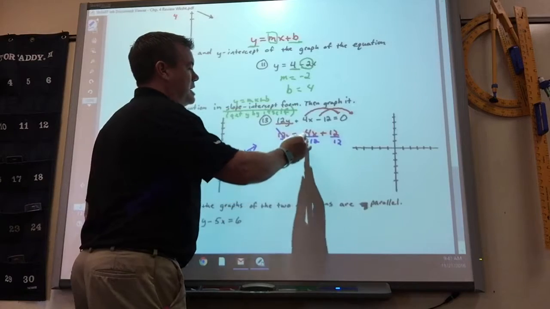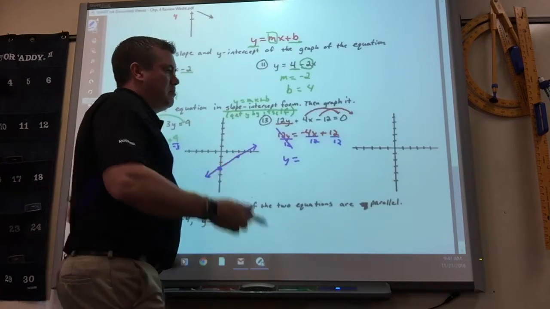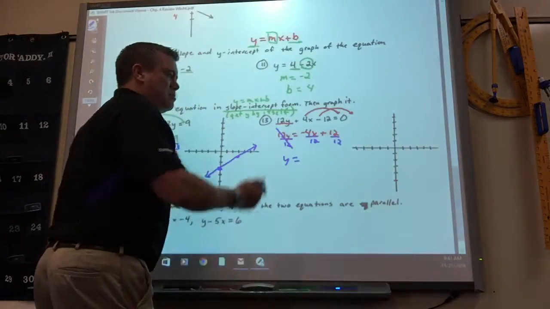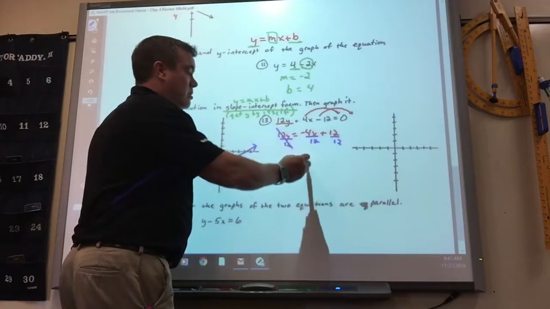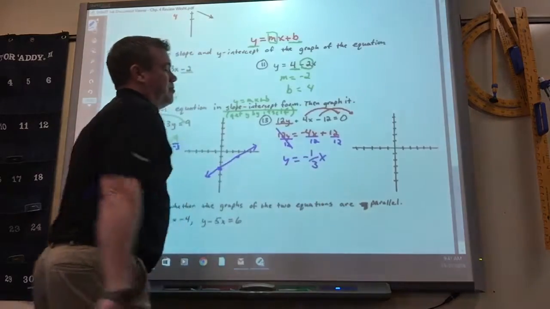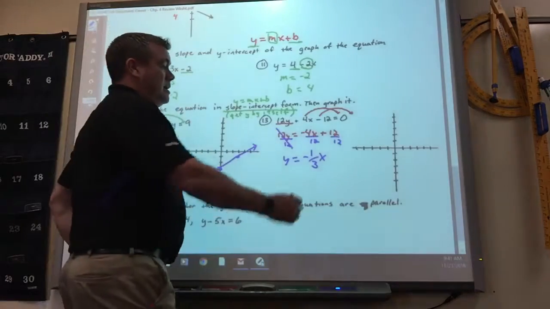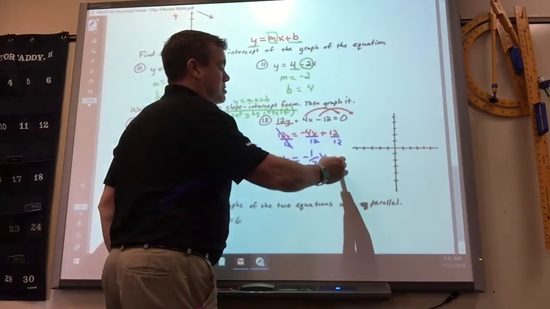So y equals negative 4x over 12. You could leave it negative 4/12, but your graph isn't really big enough, so this is where it's best to reduce. 2/6 or 1/3. 2/6 would work too. That one you could maybe fit on the graph. Plus 12 over 12 is 1.